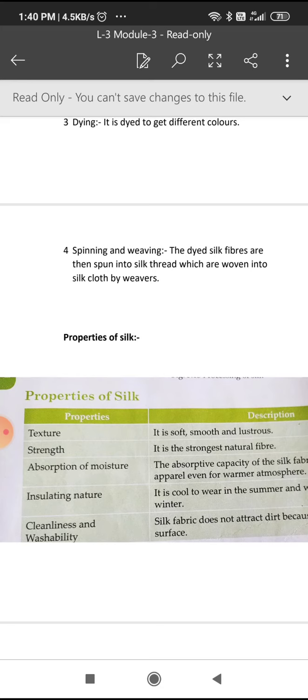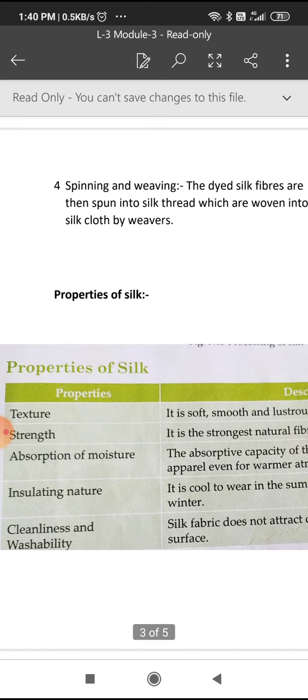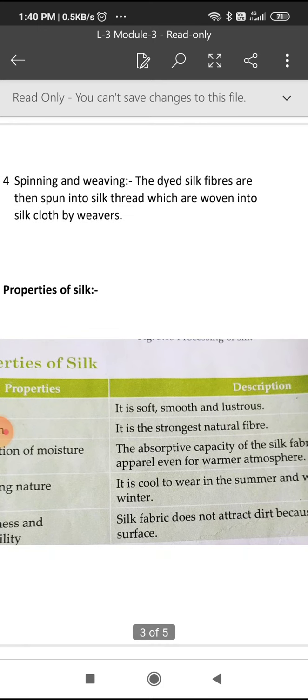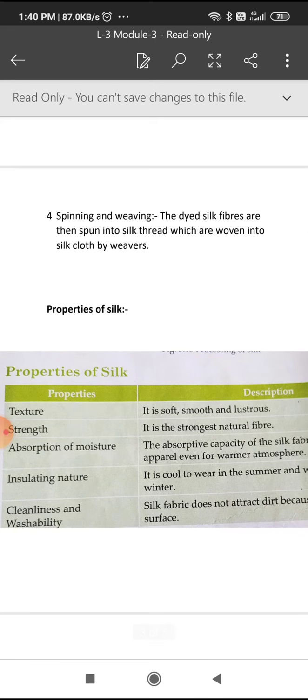Texture means the quality: if you touch it, it feels very soft, smooth and lustrous. Lustrous means shining. Then it's a very strong natural fiber, because we are getting it from the silkworm, a natural animal. Third, absorption of moisture. The absorptive capacity of silk fabric is appreciable even in a warmer atmosphere. That means we prefer to wear it in the winters, and it can absorb moisture even in the summers. Insulating nature: they help to remain cool in the summer and warm in the winter. So it's preferred to wear in both seasons.